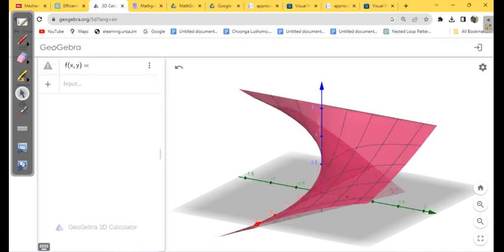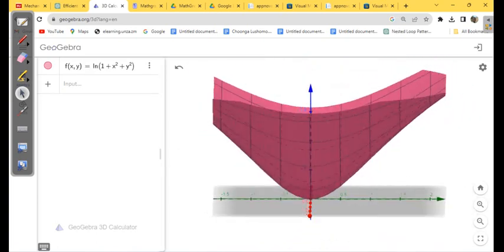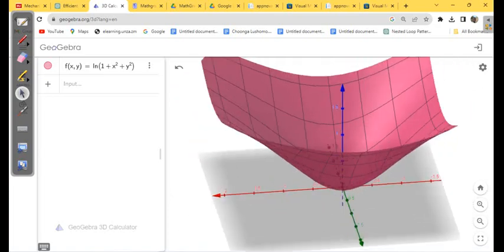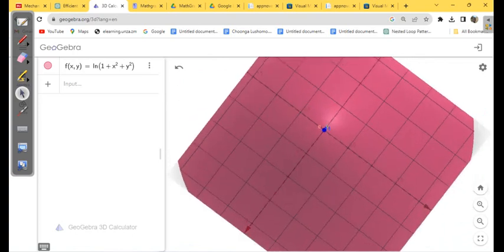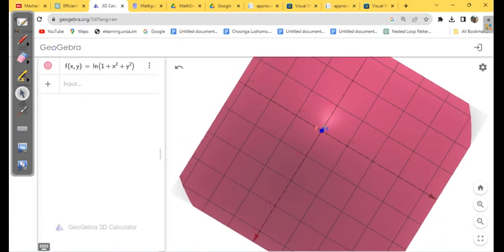Okay, so we have ln of 1 plus x squared plus y squared. Okay, here's what we have. That's how the graph is appearing. So what it tells us is that, since we know this is our, when you look at it from the top, it covers all values of x, covers all values of y, because this is the plane of this. Okay, that's the plane.